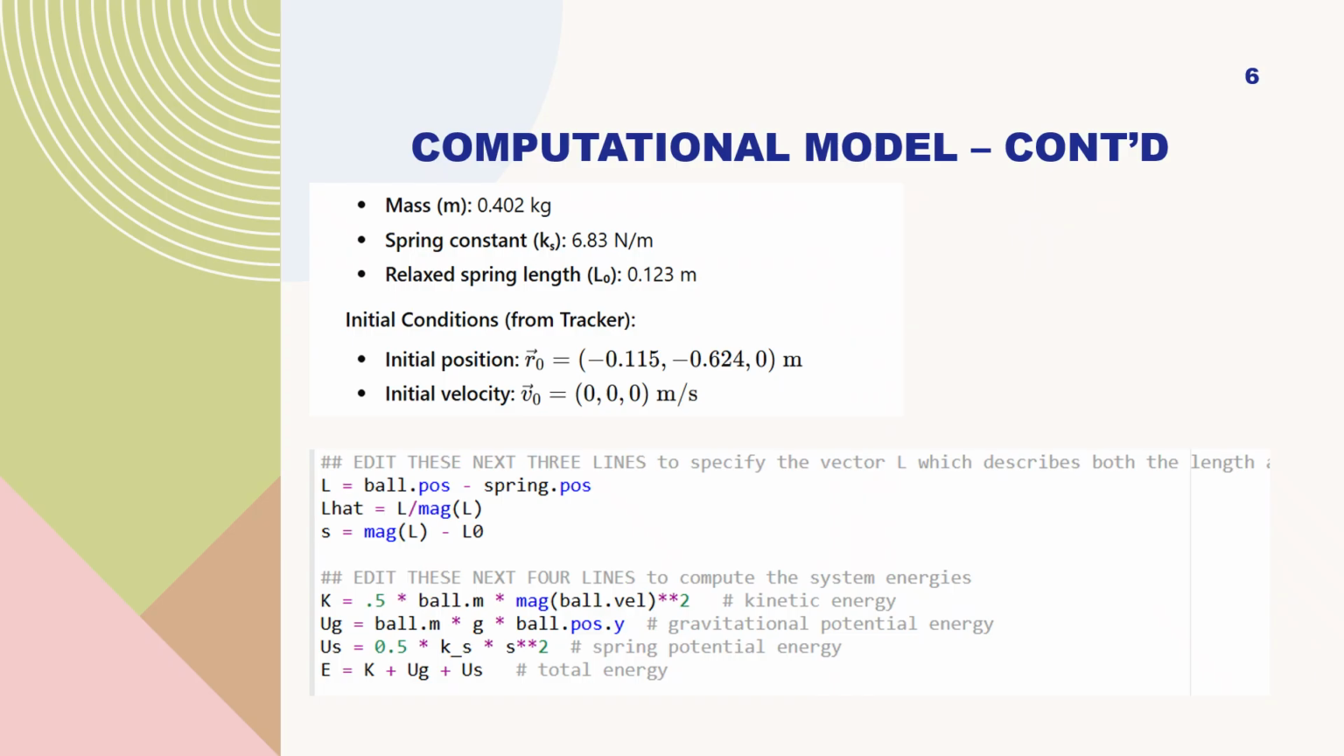So this is the code that we use to calculate the spring vector L, the unit vector L hat, and the stretch distance S. We then compute the initial energies: kinetic energy using 1/2 mv squared and the gravitational potential energy using mgy. The spring potential energy is also calculated using 1/2 kx squared, and total energy is just the sum of all of these.